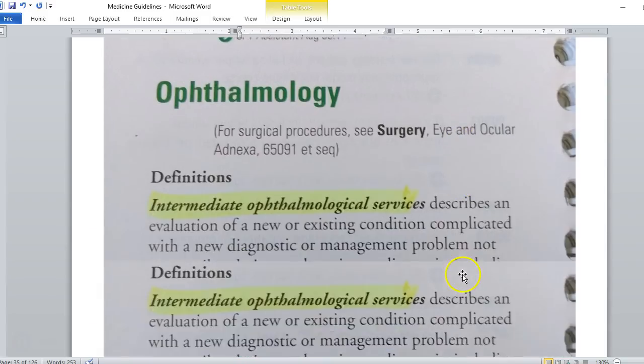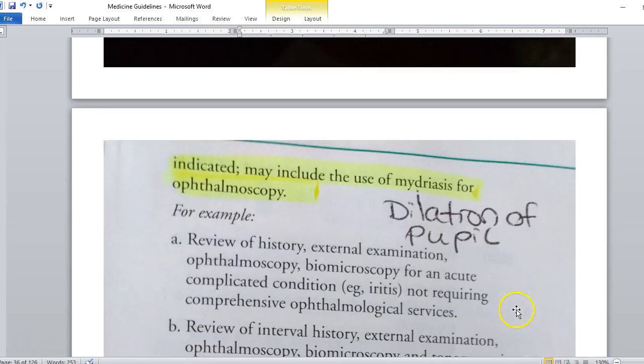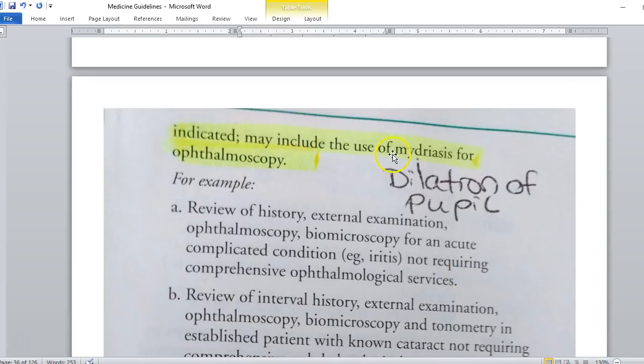Then we get to ophthalmology. Ophthalmology is a little different because they do not use evaluation management codes. They have their own versions of evaluation and management codes. So our ophthalmology guidelines tell us that we have an intermediate ophthalmological service, which describes an evaluation of a new or existing condition complicated with a new diagnostic or management problem, not necessarily related to the primary diagnosis. This is going to include a history, general medical observation, external ocular and annexal examination, and other diagnostic procedures as indicated, and may include the use of mydriasis for ophthalmoscopy, which is the dilation of the pupil.